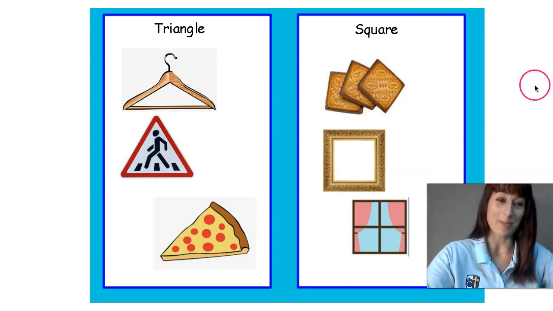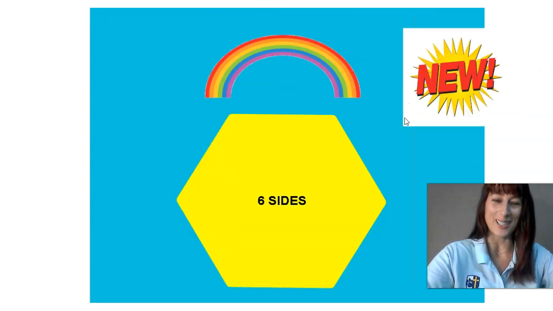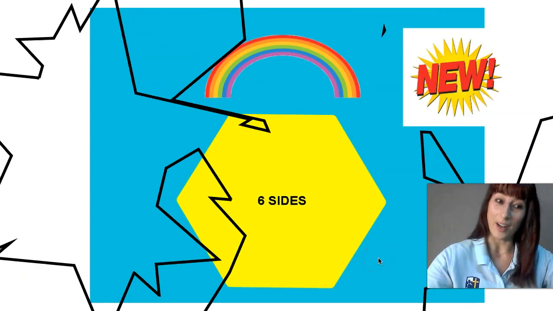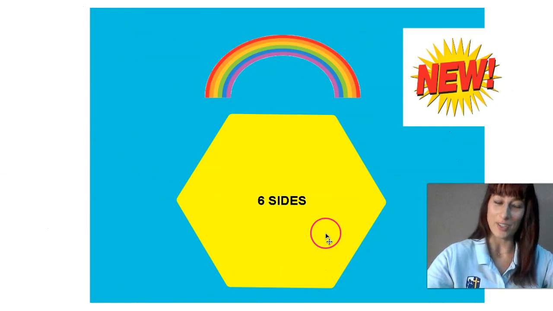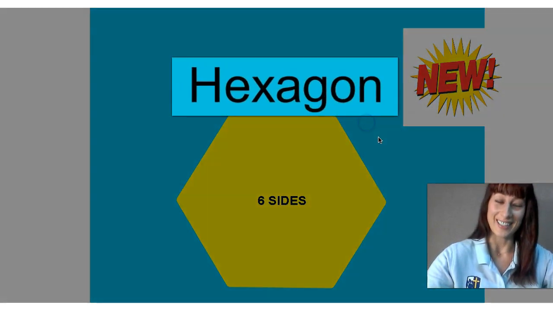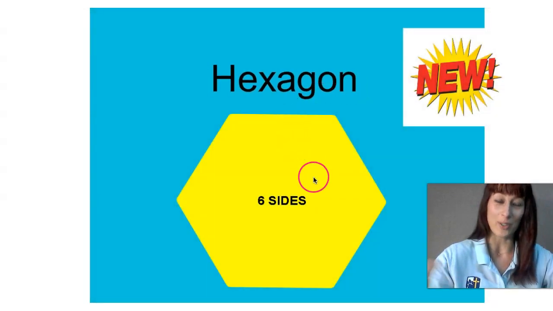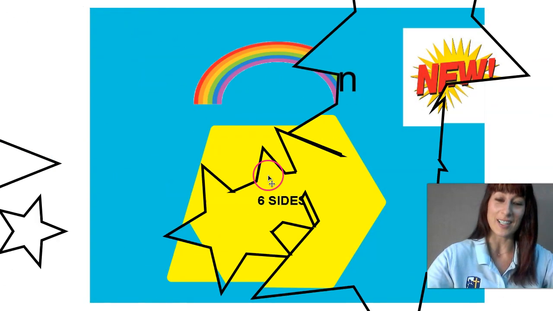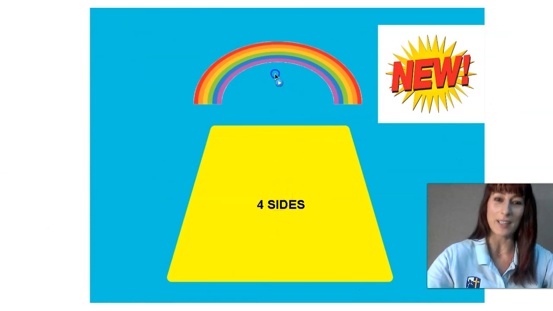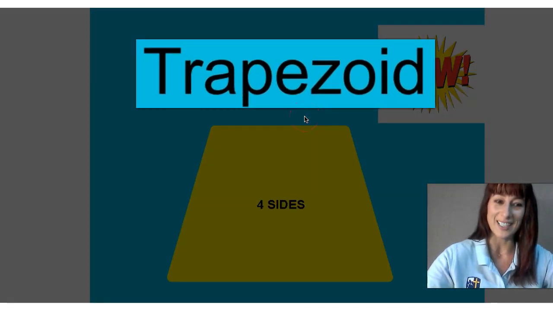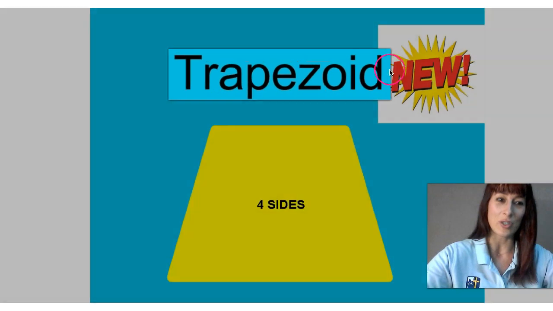Well, I think it's time to introduce to you the 2 new shapes that you will be learning in this lesson. Here we welcome in our lesson a 6 sides plane shape called hexagon. Has a special stamp because it's a new one. And one more that we'll be learning in this lesson, a 4 sides plane shape, and this one we call trapezoid. All right, another one that has a new stamp.